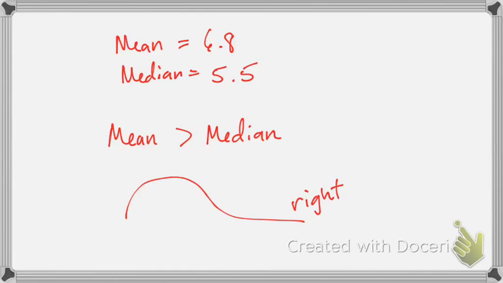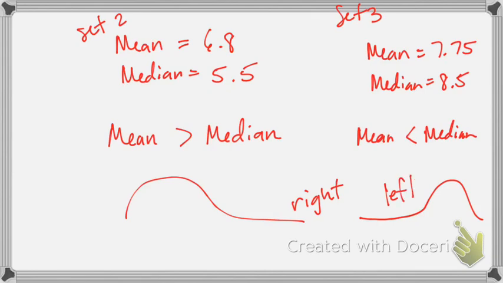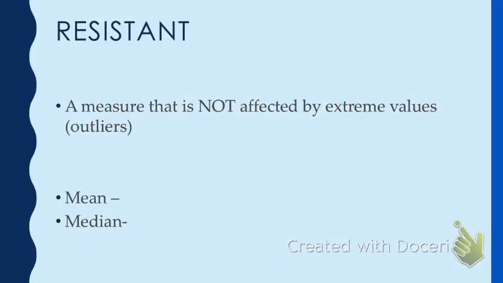So your mean is always going to pull towards the tail. Basically your mean will be greater than your median on a right skew. When you did set 3, what did you get for the mean and the median? In this case, the mean was less than the median. And what kind of shape did that one have? A left skew. So the mean pulls towards the tail. It's going to be less in a left skew, and it's going to be greater in a right skew.